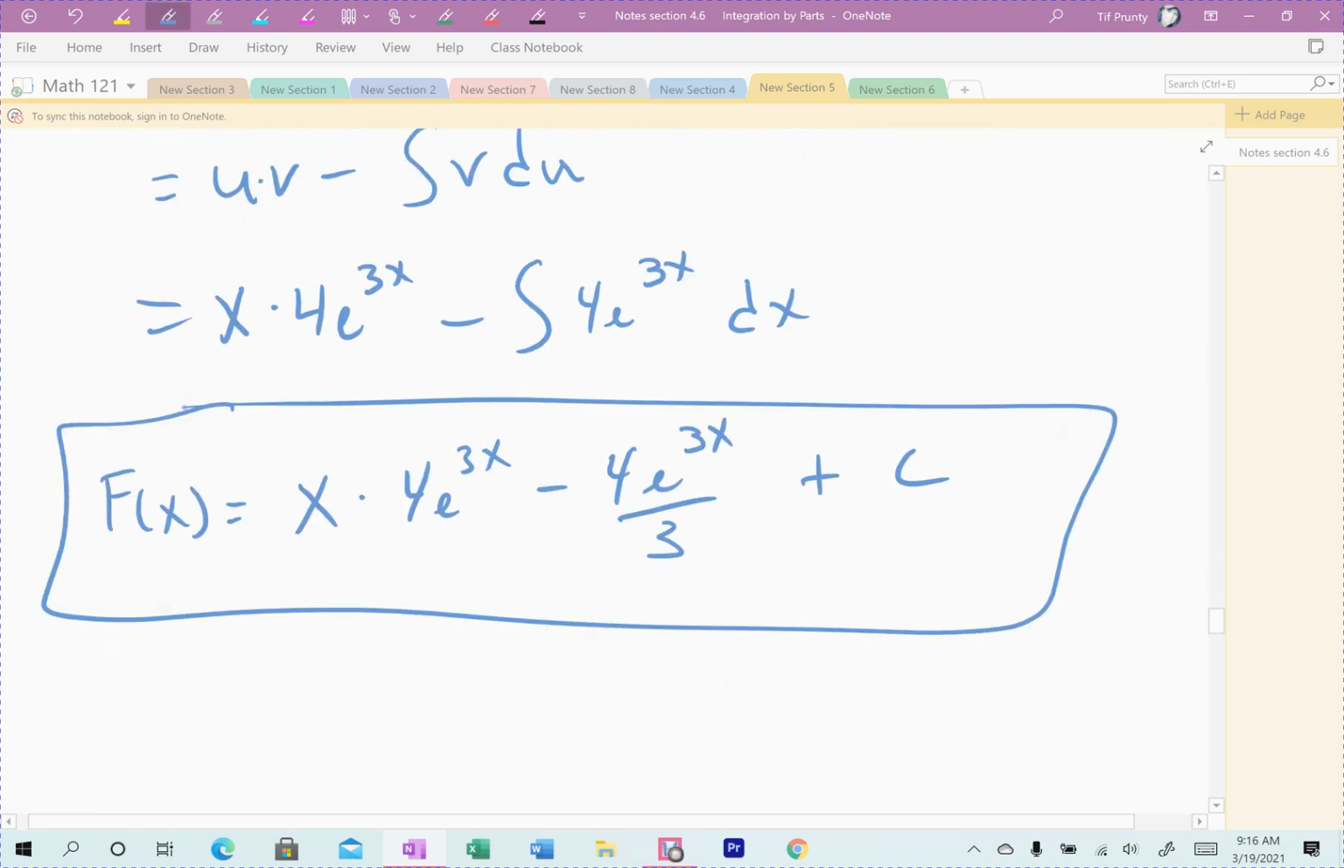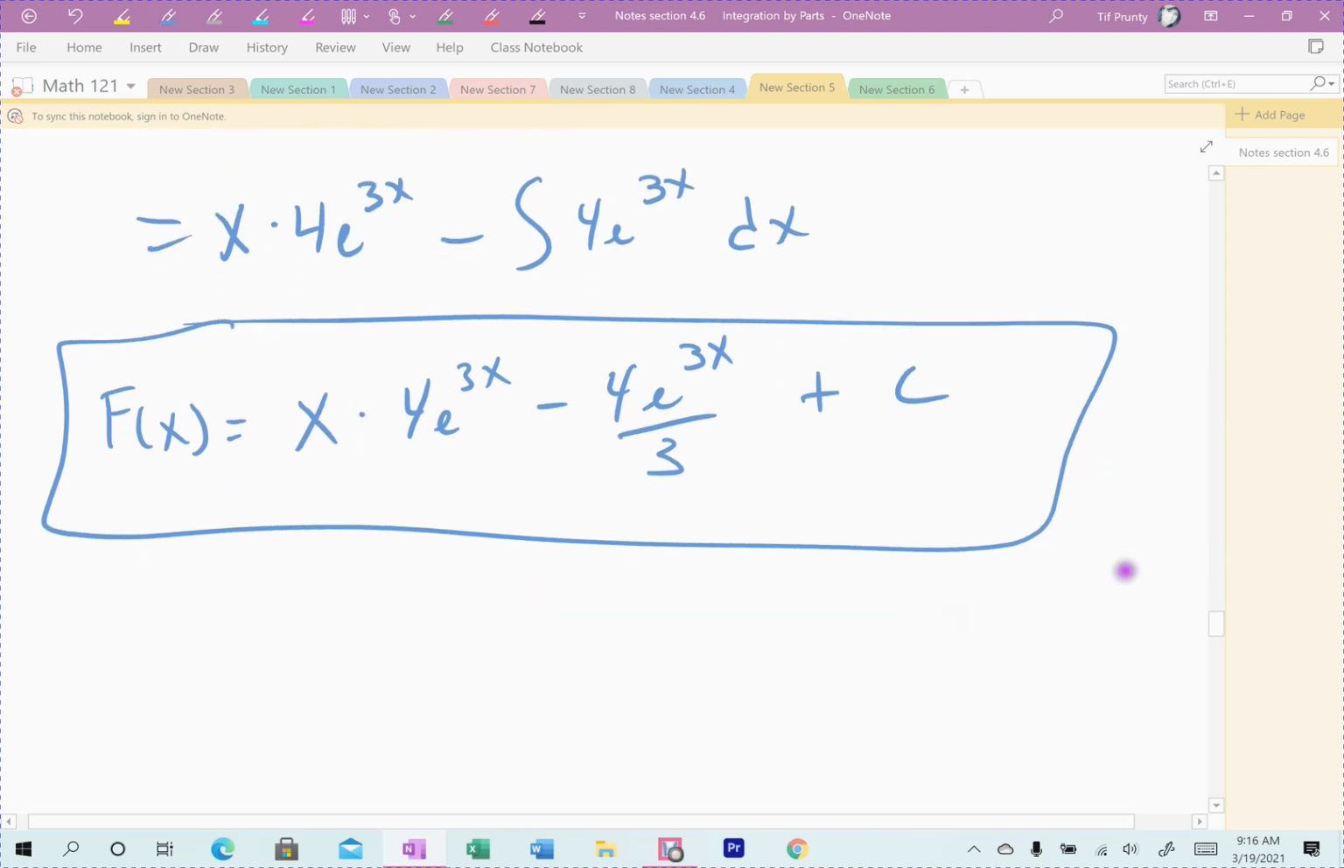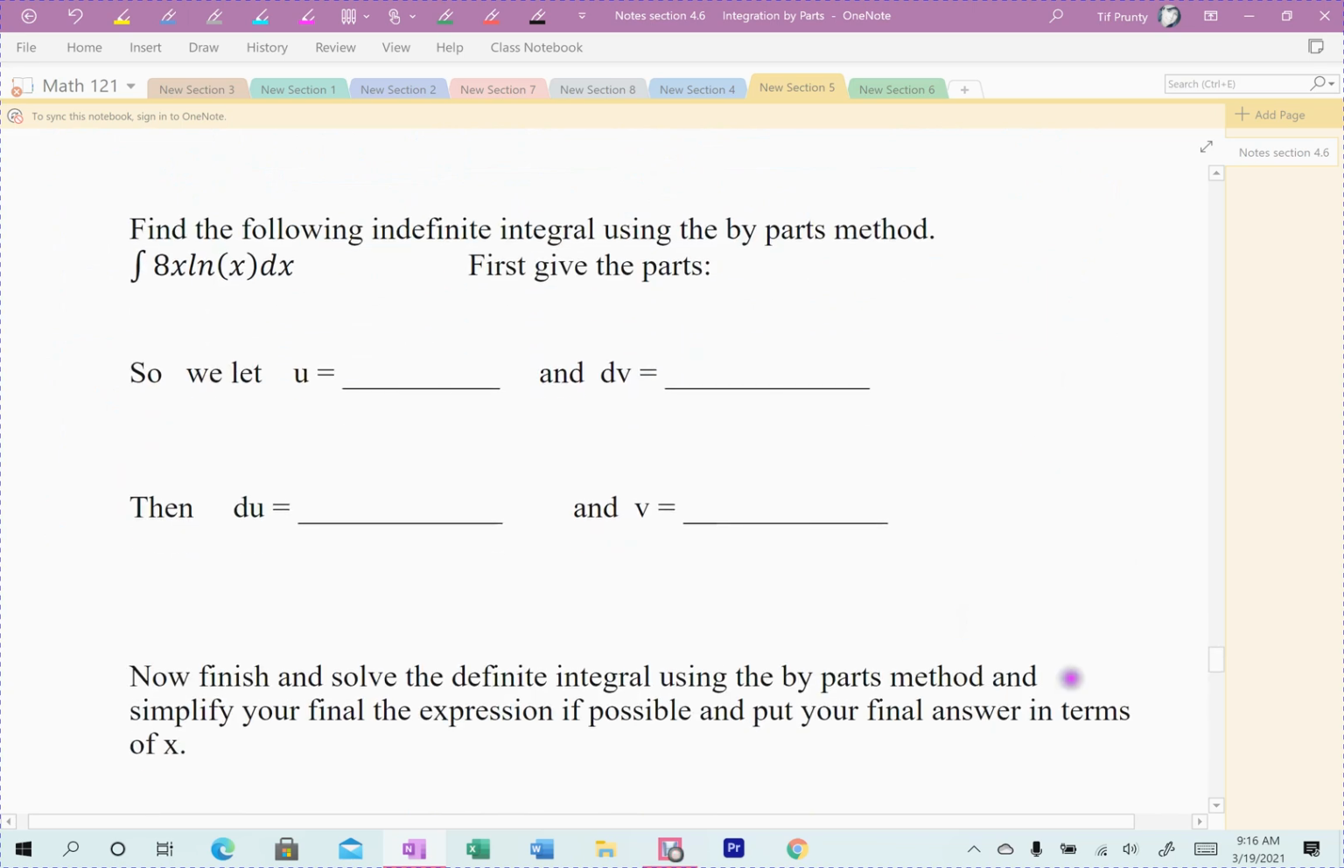Alright, my antiderivative is equal to x times 4e to the 3x, minus 4/3 e to the 3x, plus c. You can leave it like that. If you took the derivative of this, it would give you your original expression. I'm just going to find it and leave it there. We'll go ahead and do the next example.